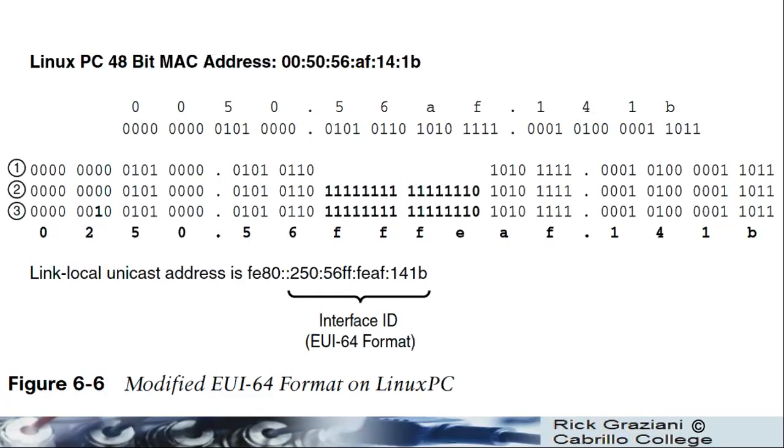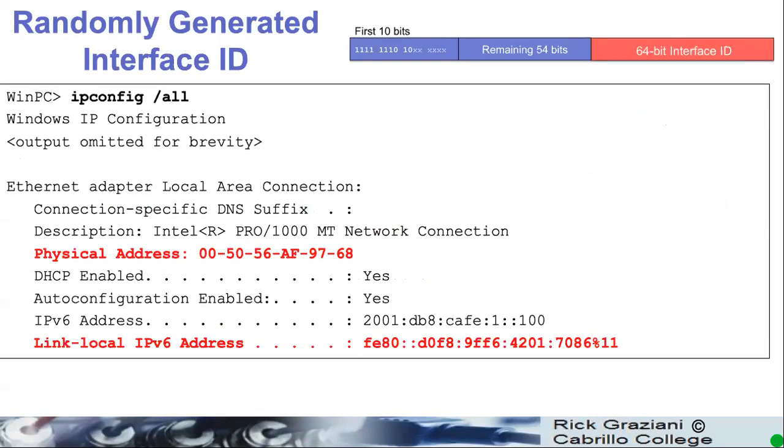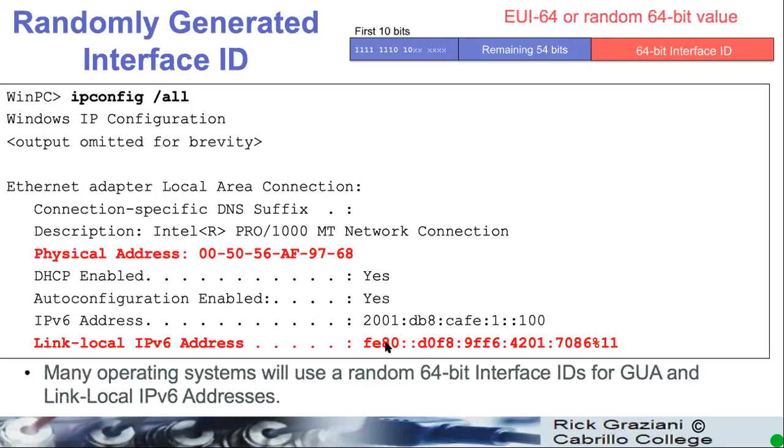Okay, well, what about Windows? Does it use EUI-64? No, Windows by default, the later operating systems, uses a randomly generated number. So we take a look at the link local address here. And before I go to the zone ID, notice that there is no FFFE in the middle. Matter of fact, notice this interface ID has nothing to do with the physical address. This is the MAC address. You do ipconfig /all, you see the MAC address. But notice the interface ID portion of the link local address has nothing to do with the MAC address.